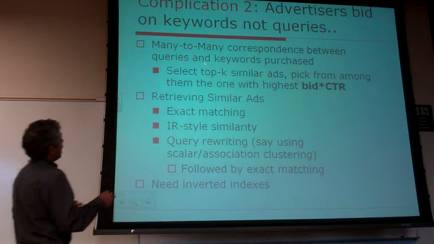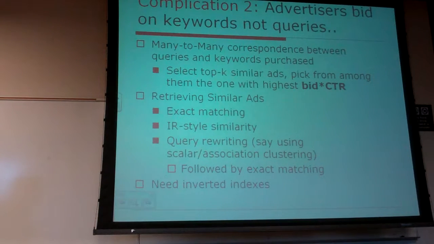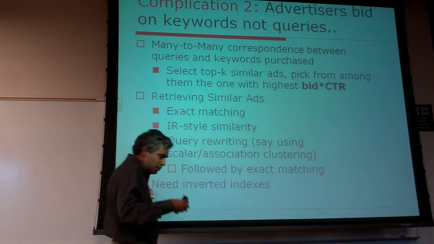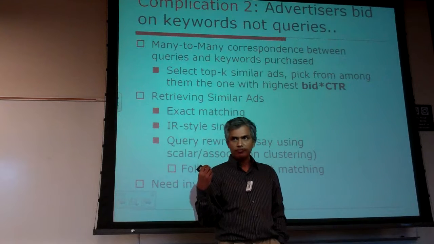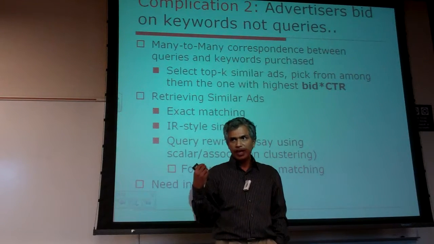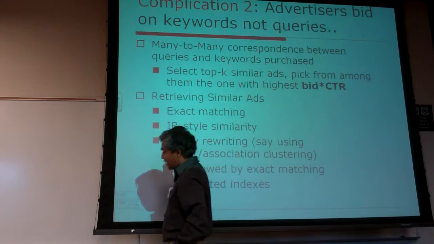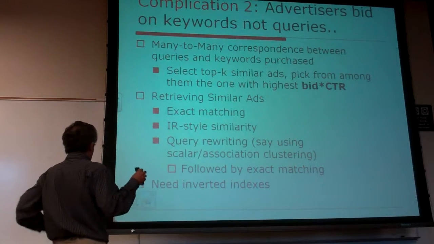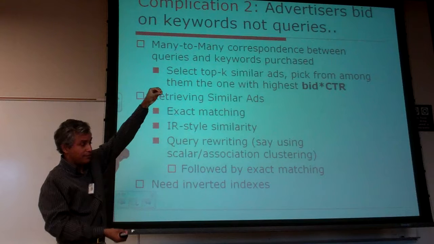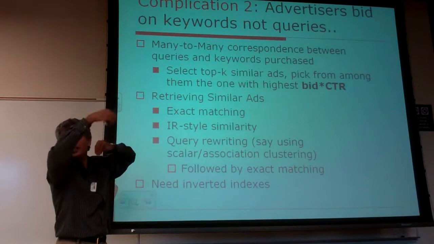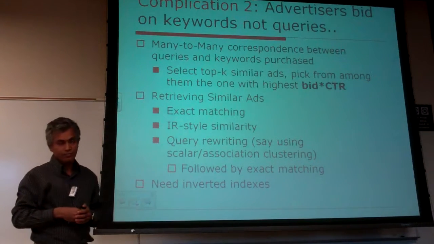Okay? So if advertisers are bidding on keywords, then in essence, multiple keywords might match a particular query. And so, in fact, there is that complication. So basically, it's tough. Each query has different bids, and each query has different keywords, and each keyword set has different bids. Okay?